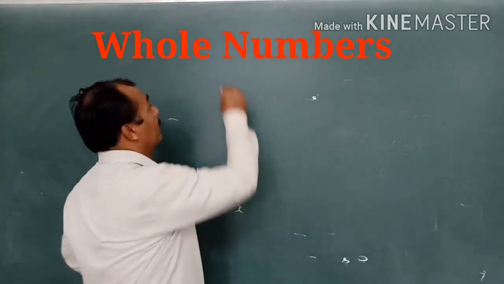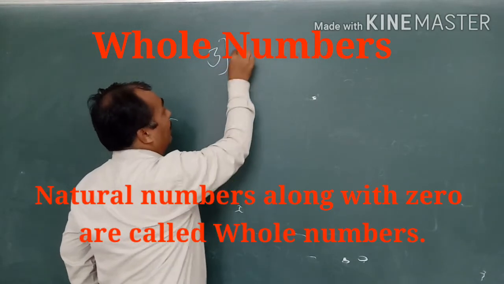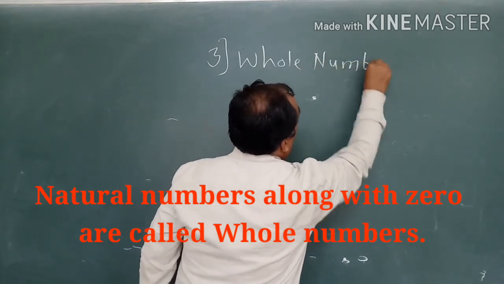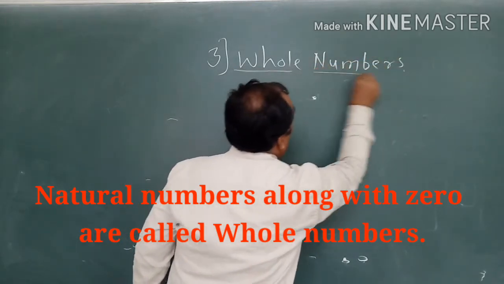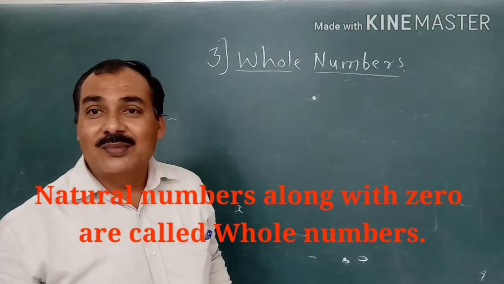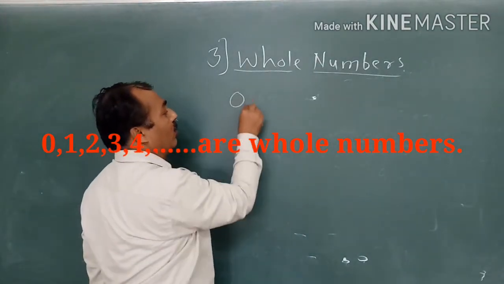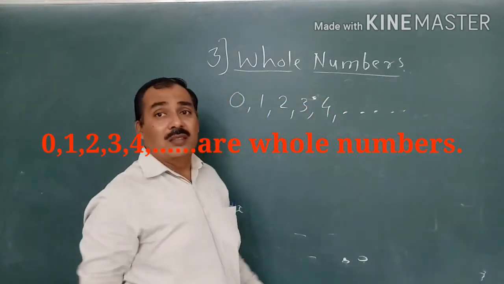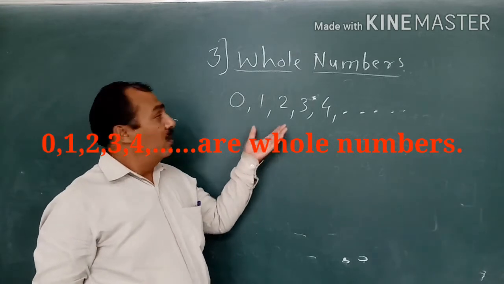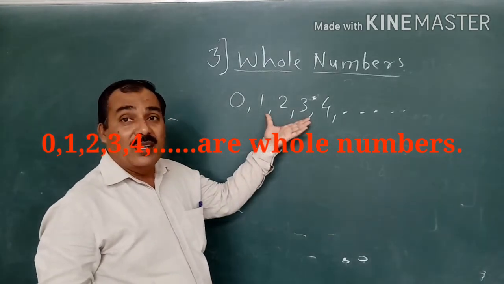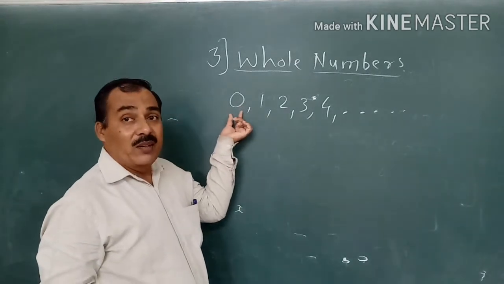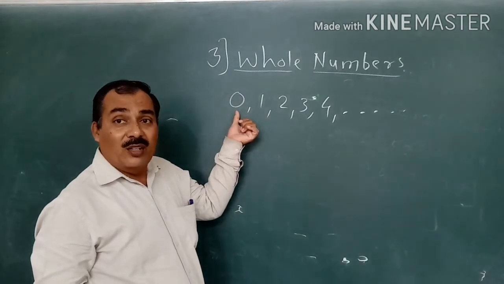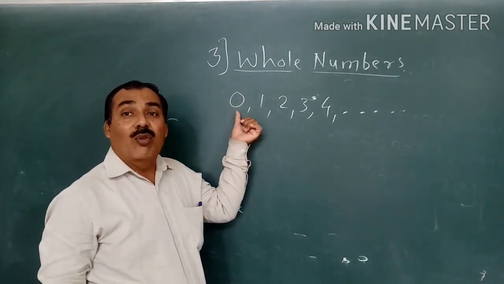Today we have to learn lesson number 3, that is whole numbers. So what are whole numbers? 0, 1, 2, 3, 4 and so on. These are whole numbers. Means in the set of natural numbers, we just added one more number, 0, and it becomes the set of whole numbers.